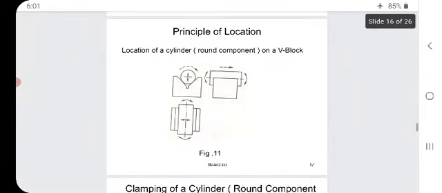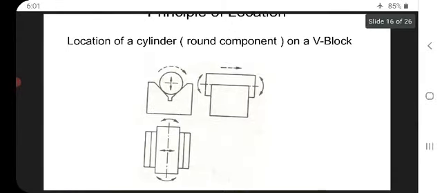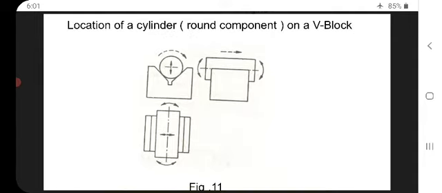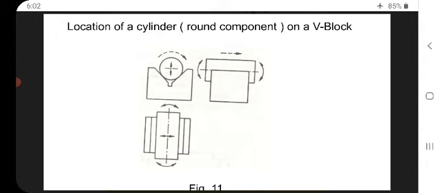So location of the cylinder, a round component, on a V block. See the figure? To hold the cylinder, or to hold the cylindrical workpiece, we will use the V-shaped vice or V-shaped blocks. Those three figures are the same except the side view and the front view.